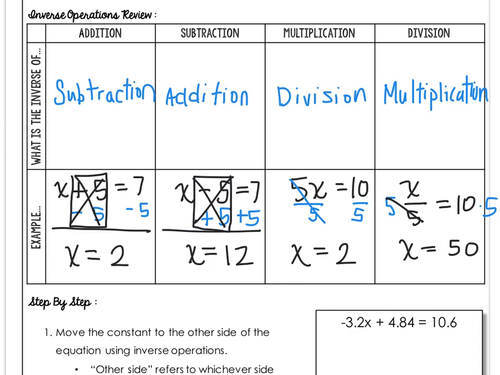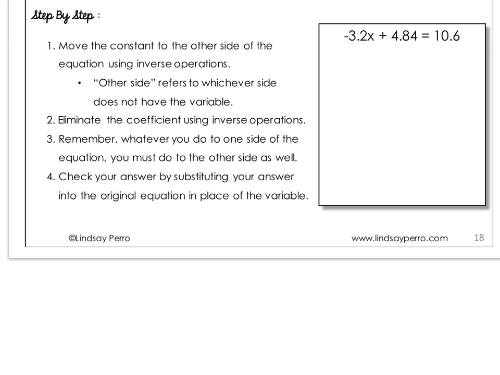So how does that apply then to 2-step equations? We're going to solve this step by step. First thing we're going to do is move the constant to the other side of the equation using inverse operations. Other side refers to whichever side does not have a variable. So what I would like to do is put a fence down the middle of the equation. The middle of the equation is wherever the equal sign is. So I'll just use that line to show one side or the other.